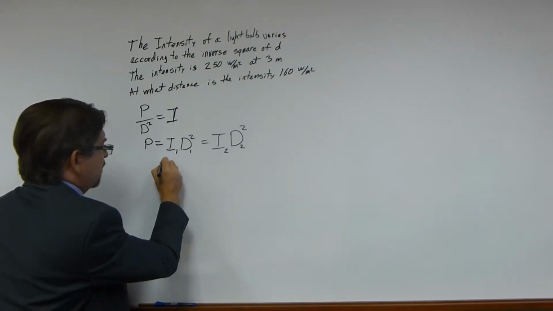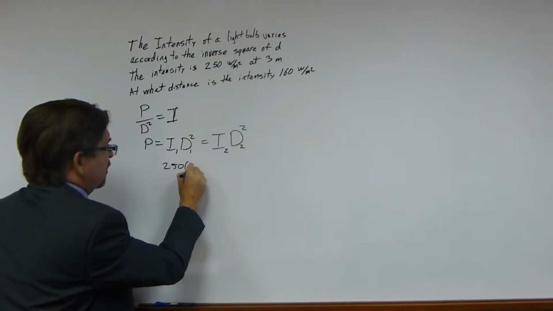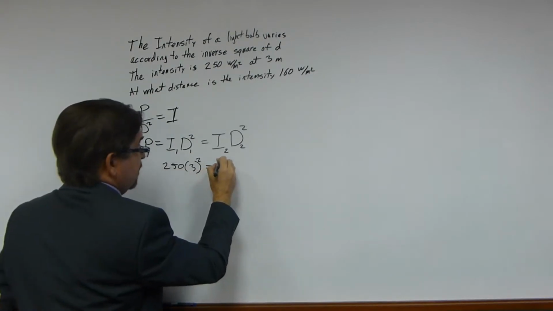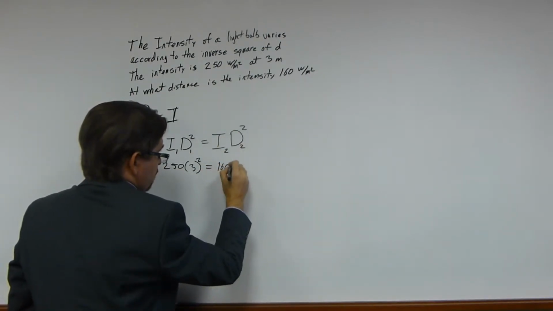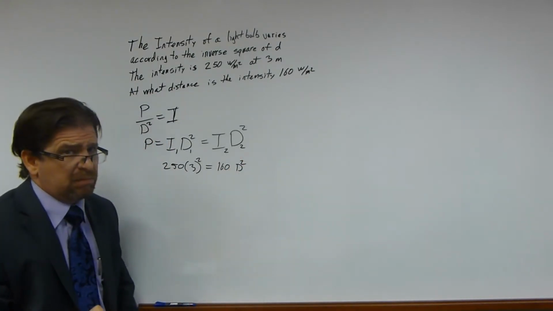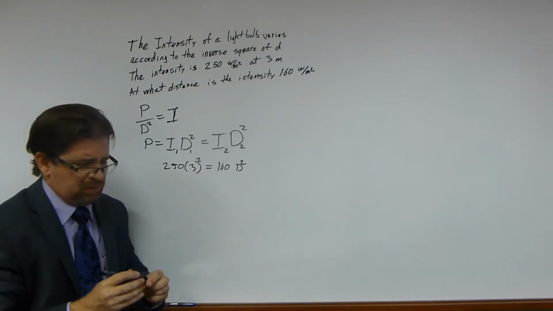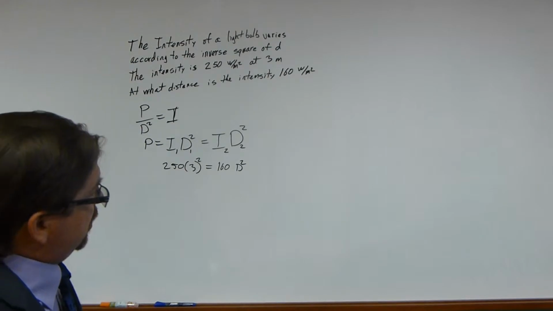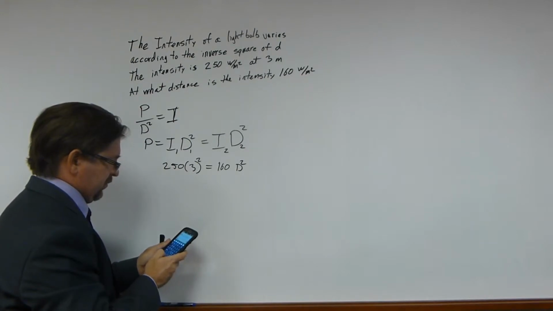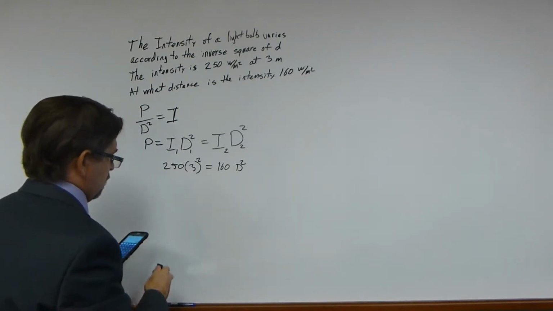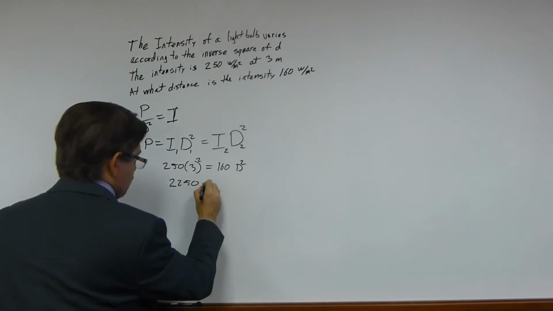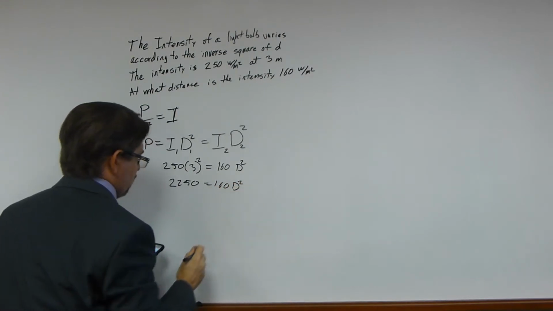Intensity is 250, distance is 3 squared, equals our intensity of 160, some distance we don't know. Okay, well, what's 250 times 3 squared? That's going to give us 2250 equals 160 D squared.